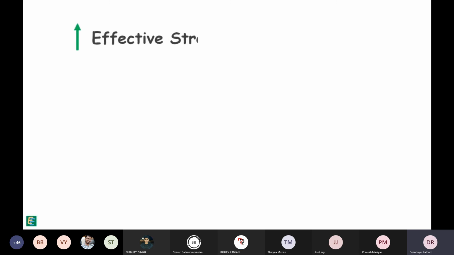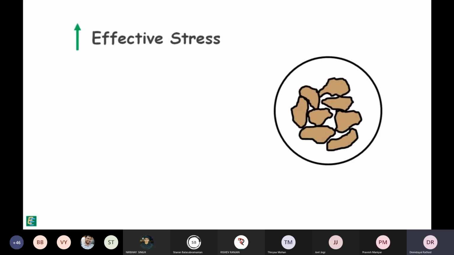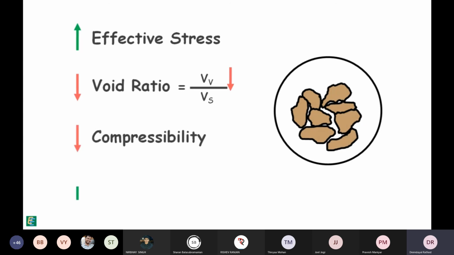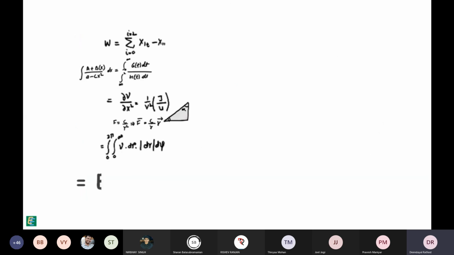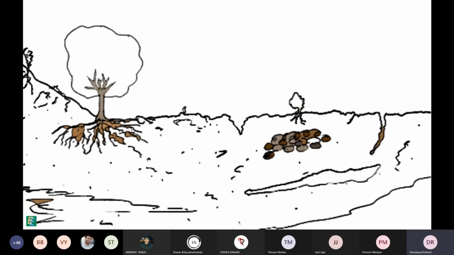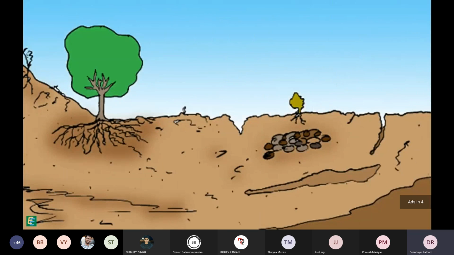The increase in the effective stress causes the soil particles to pack more closely, which results in a decrease in the void ratio because of a decrease in the volume of voids, and that leads to a decrease in the compressibility and an increase in the shear resistance of the soil. In the calculation of effective stress, we assume that soil is isotropic. That means the unit weight of the soil is constant throughout the soil layer. But in actual field conditions, soil structure is non-homogeneous and not isotropic and contains various defects.